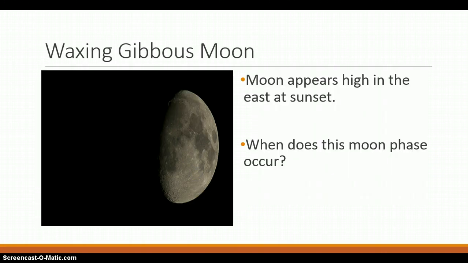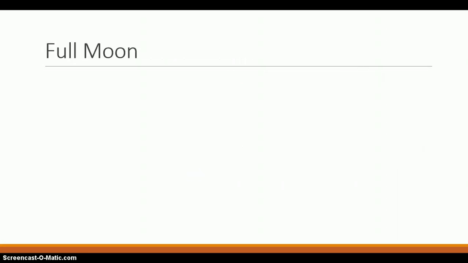Next is the waxing gibbous moon. This moon appears high in the east at sunset. A waxing gibbous moon appears more than half lit, but less than full. The moon phase comes between 1 and 2 weeks after new moon. The moon has moved in its orbit so that it's now relatively far from the sun in our sky. A waxing gibbous moon rises during the hours between noon and sunset. It sets in the wee hours after midnight.